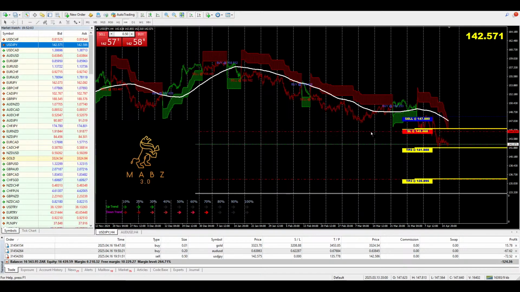Free margin. I still have some capital to trade with. And then just like that, guys, we have our trades. Just like that, we have our trades. Easy peasy. We still got a little bit of time.